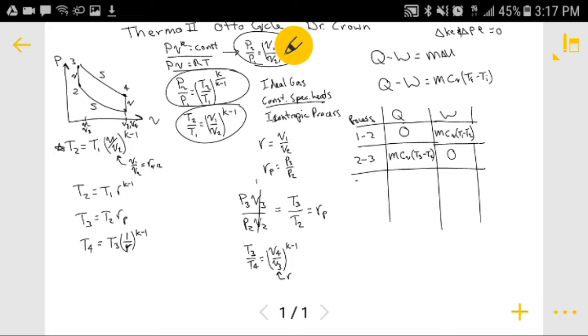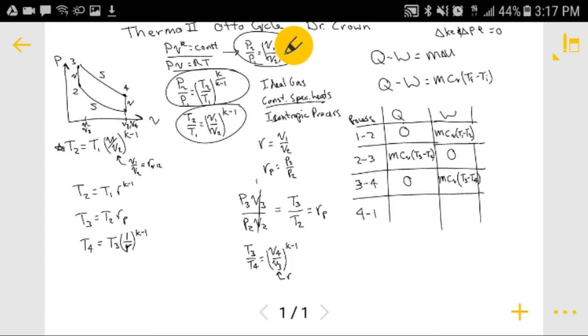Process 3 to 4. In this case, Q is 0 again. And I have m C_V, I want T final minus T initial, but it's negative, so T3 minus T4, which will be positive. And finally, 4 to 1.